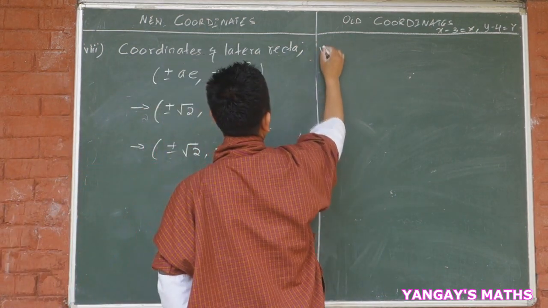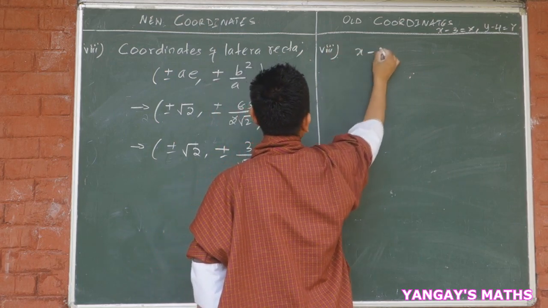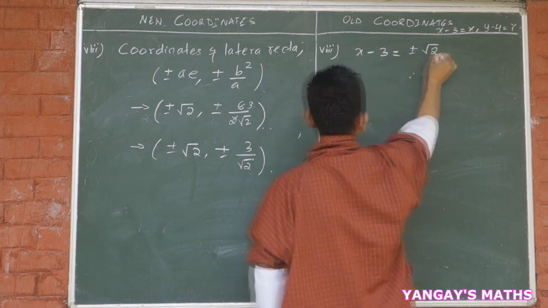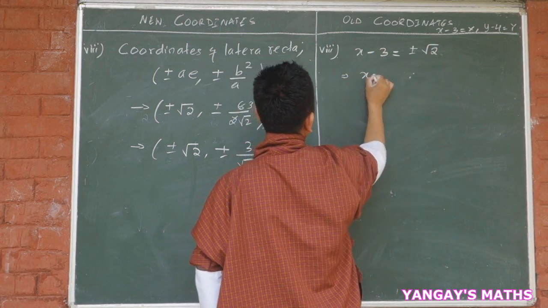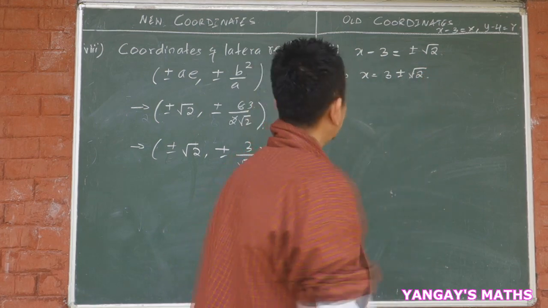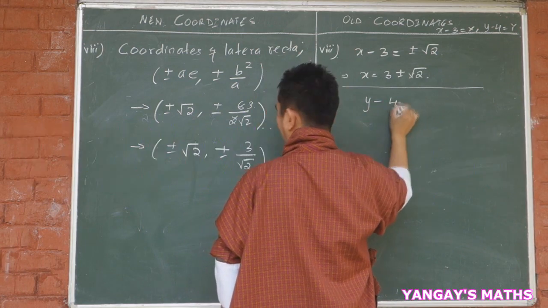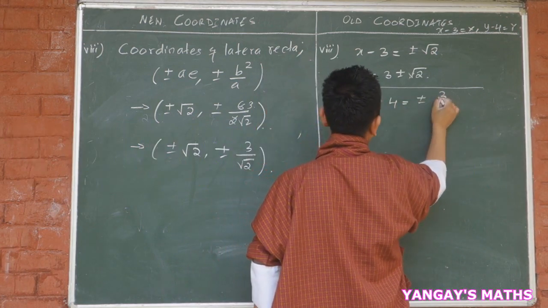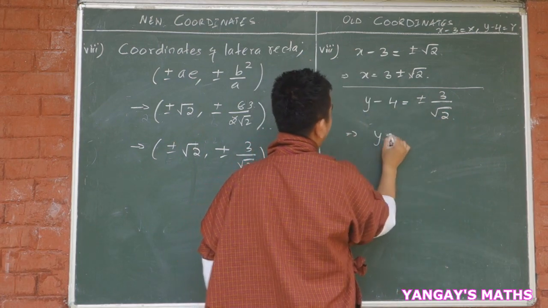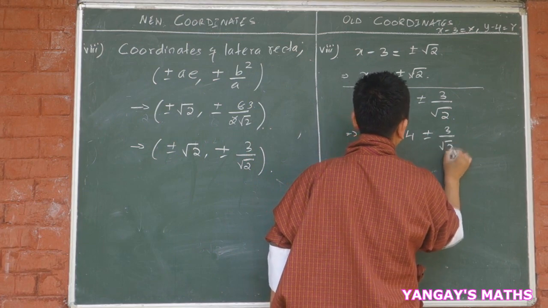So therefore, this side we have x minus 3 is equal to capital X value, plus or minus root 2, which implies x is equal to 3 plus or minus root 2. Similarly, what's the y value? Y minus 4 is equal to capital Y, plus or minus 3 divided by root 2. Then y is equal to 4 plus or minus 3 divided by root 2.